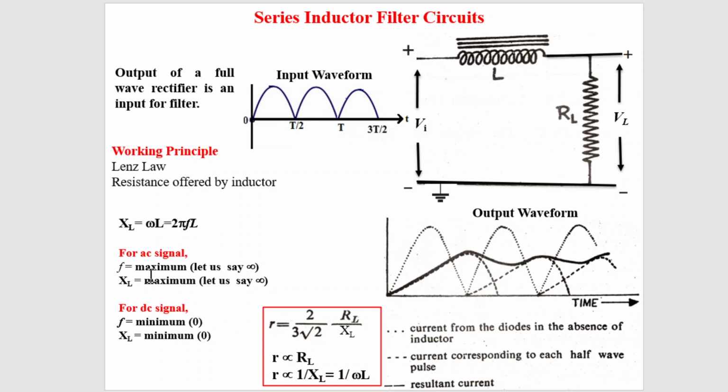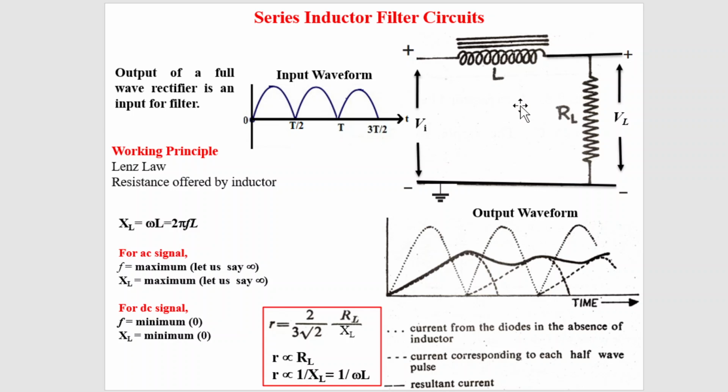Let us say that is the maximum frequency, or let us say that value is infinity. Let us say some infinite value is there. So when the AC signal frequency is infinite, then if you substitute the infinite here, XL will be infinite. So it means if frequency is maximum for the AC signal, the resistance offered by the inductor for the AC signal is maximum. Similarly for the DC signal, frequency is 0, minimum, so XL will also be 0. What does it mean?